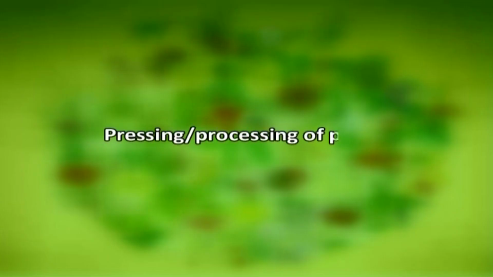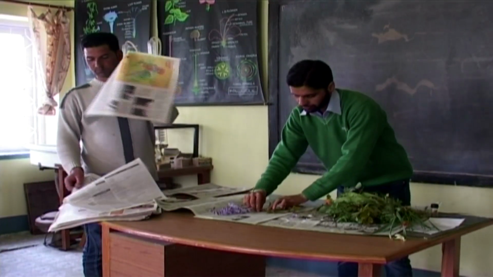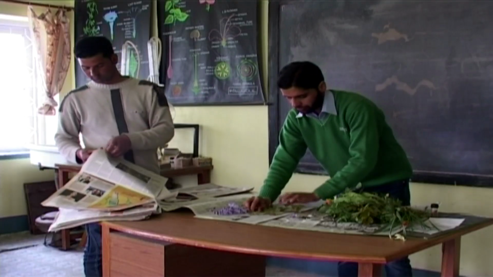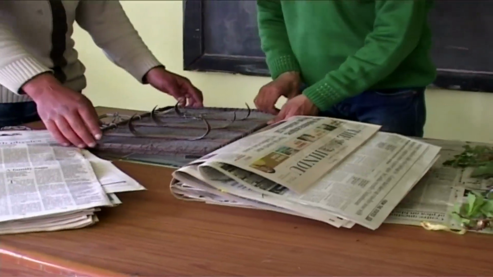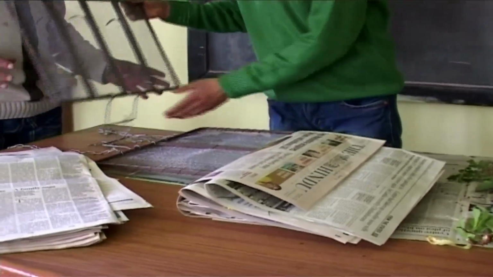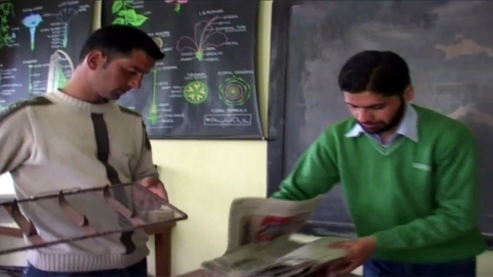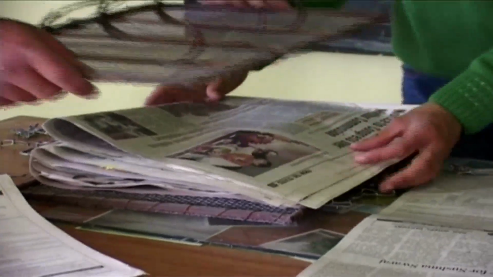One more step in herbarium making after field collection is pressing, or processing, of the plant specimens. Once the plant specimen has been collected and field data is recorded, the specimens need to be pressed and dried using a plant press. It is very important to press the plant specimen before it wilts. What is this plant press?